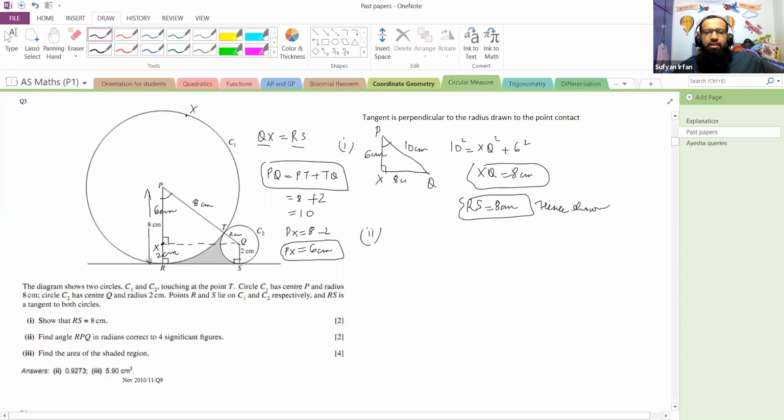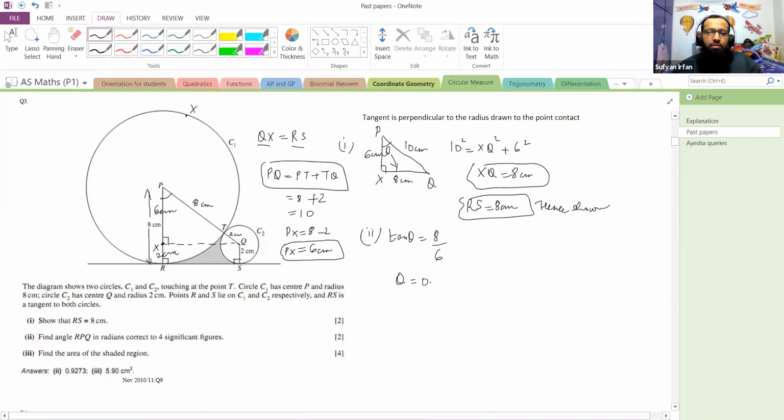How can we find that? We have XQ, which is 8. This is the theta that we have to find. We can use SOHCAHTOA. We can use any of them. Let's use tan theta. Tan theta is equal to opposite, which is 8, upon adjacent, which is 6. Now theta is tan inverse of 8 over 6.